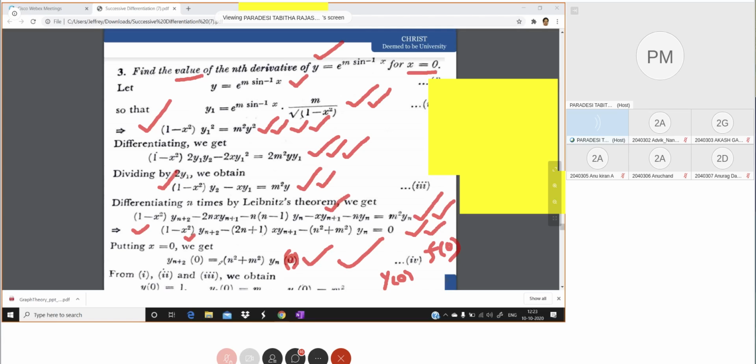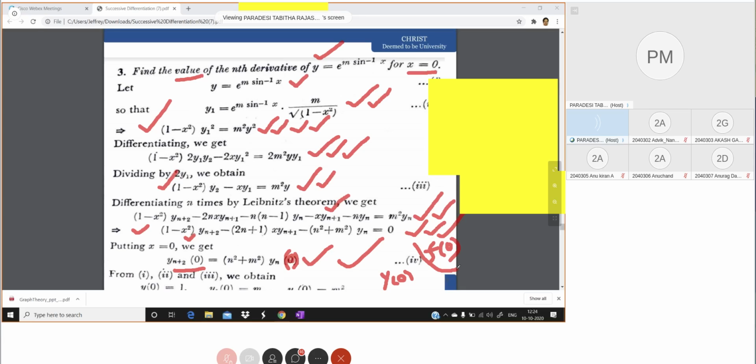Because this means the value of the function y_{n+2} when x is 0. That's what we are saying in our minds when we read this expression. Because look at f of 0. What is f of 0? The value of the function when x is 0. That's how you read this, right? How do you read f of 0? It's not f into 0, right? f of 0 means the value of the function f at x equal to 0.